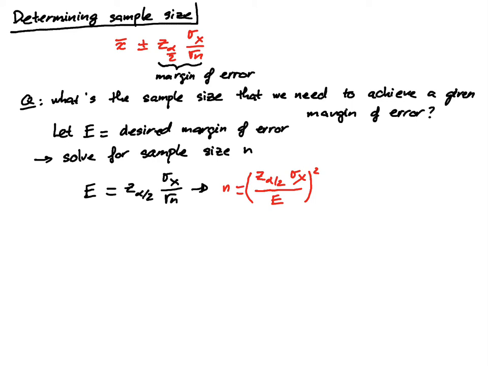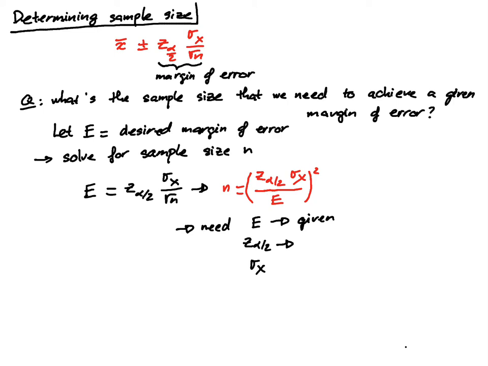So now in order to solve for the sample size n here, we need to know three things, right? We need to know E, which is the desired margin of error. We need to know Z sub alpha over 2. And then we need to know sigma x. So now let's talk about each of these items in detail. E is a desired margin of error. Typically, that's something that we're given.